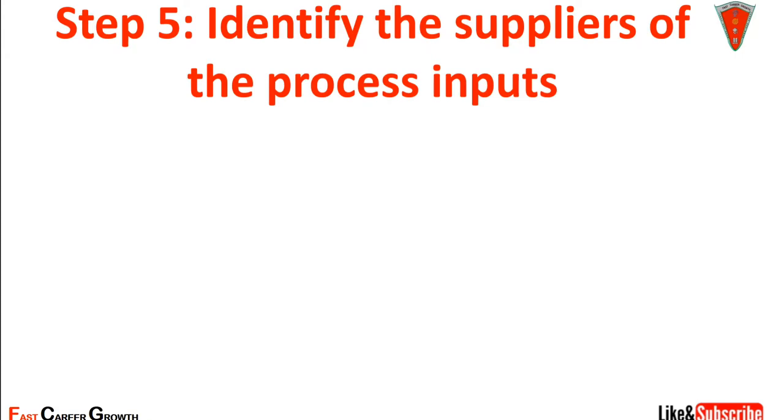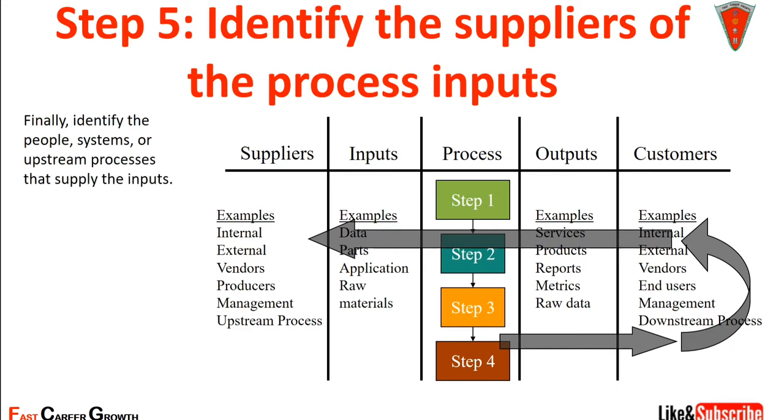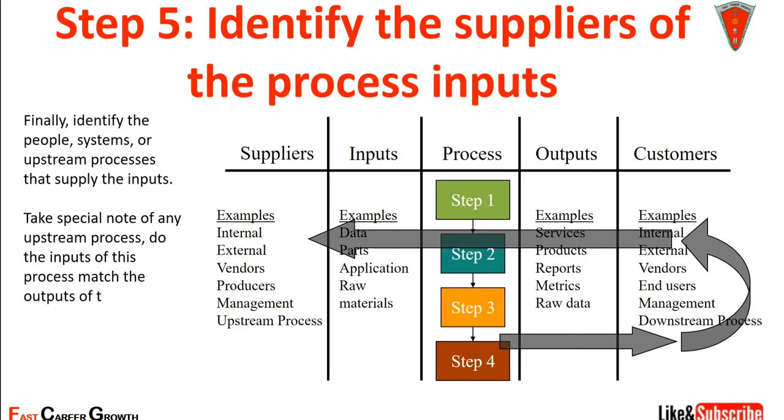Final step, identify the suppliers of the process inputs. The suppliers may be internal, may be external, vendors, producers, management team, or upstream processes. Finally, identify the people, systems, or upstream processes that supply the inputs. Take special note of any upstream processes. Do the inputs of these processes match the outputs of the upstream processes? List the suppliers on the diagram.